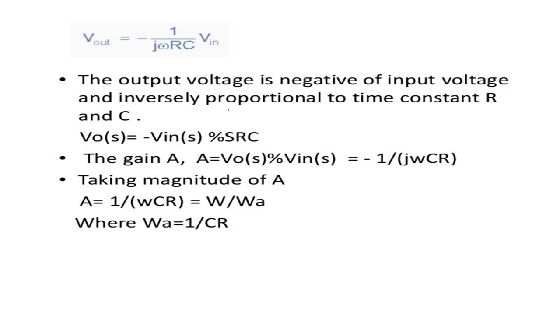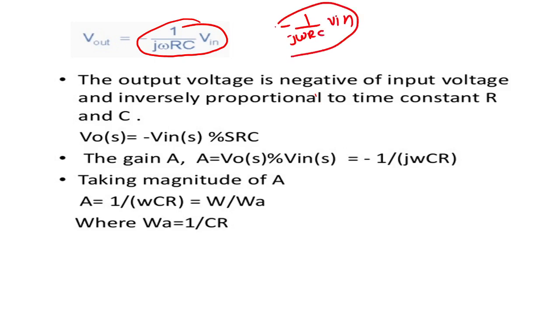So V out is nothing but minus j omega RC into V in. If I take the integration of this, I will get 1 divided by j omega RC into V in. So the output is minus V in of S divided by SRC, which is the RC component.